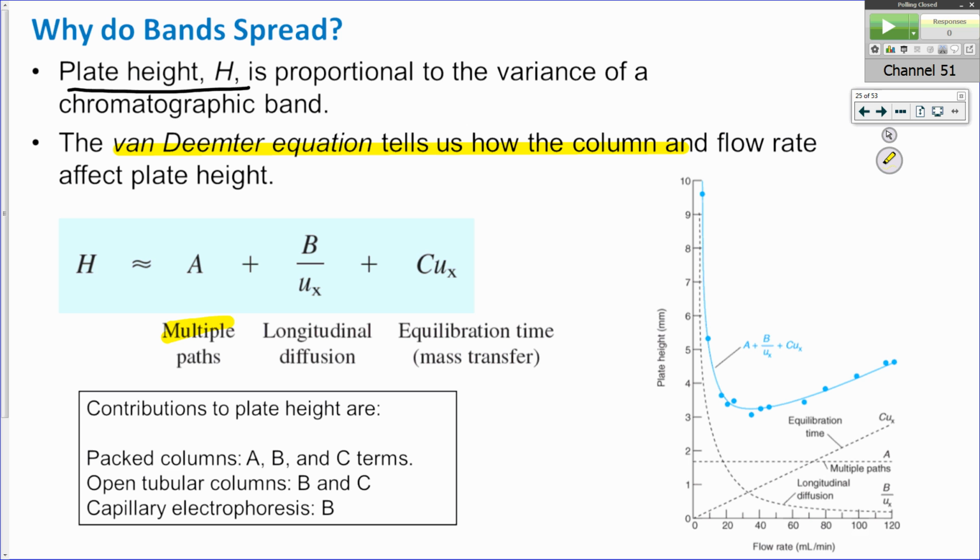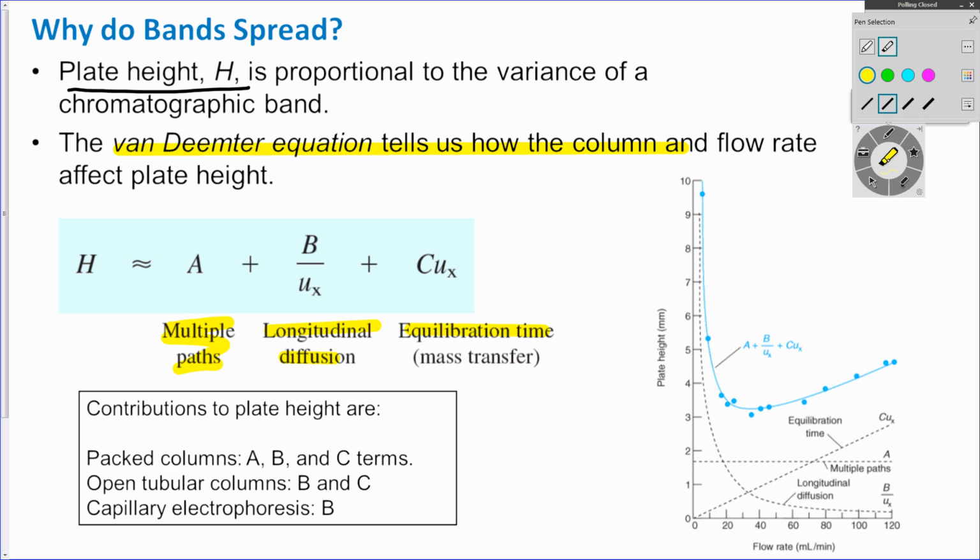One is the multiple paths term. Two is longitudinal diffusion. And three is the equilibration time required so that mass transfer kinetics are not limiting you. So if you think about these three terms and simply what they mean, the multiple paths means this.